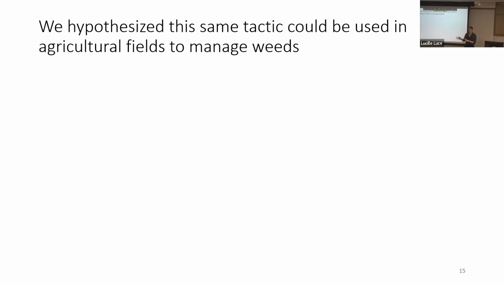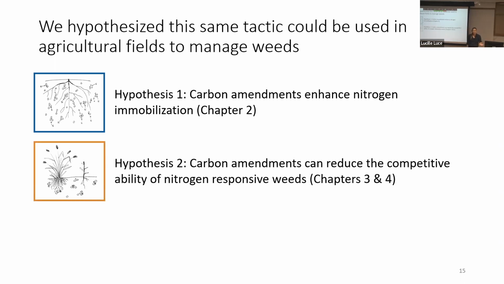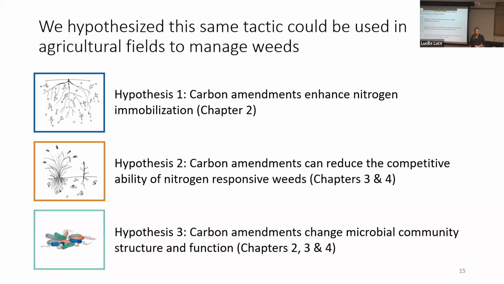And what I'm going to do from here on out is talk about 3 of my experiments that I did for my PhD. And I'm going to talk about them with specific hypotheses that kind of ran through all of my research. So the first hypothesis was that carbon amendments can enhance nitrogen immobilization. So for that, I'm going to be talking about data from chapter 2. My second hypothesis is that carbon amendments can reduce the competitive advantage of nitrogen responsive weeds. And so for that, I'm going to be talking about data that I have in chapters 3 and 4. And my third hypothesis is that carbon amendments can change microbial community composition and also their function. So I'll actually be showing some data from all 3 of my experiments.